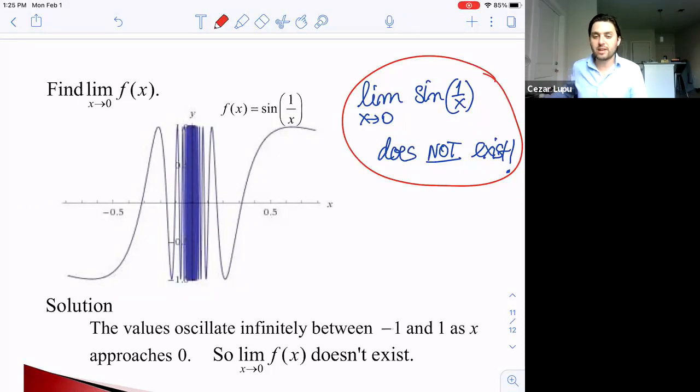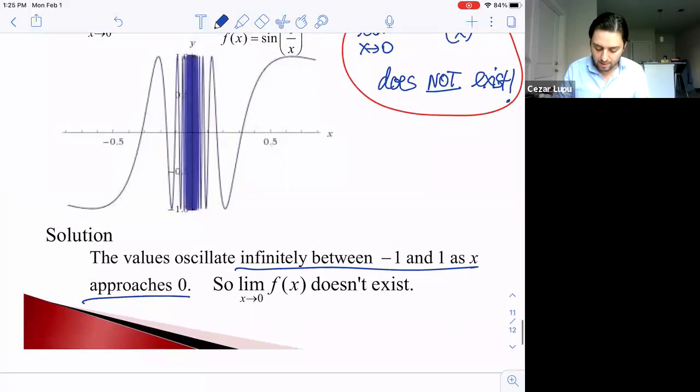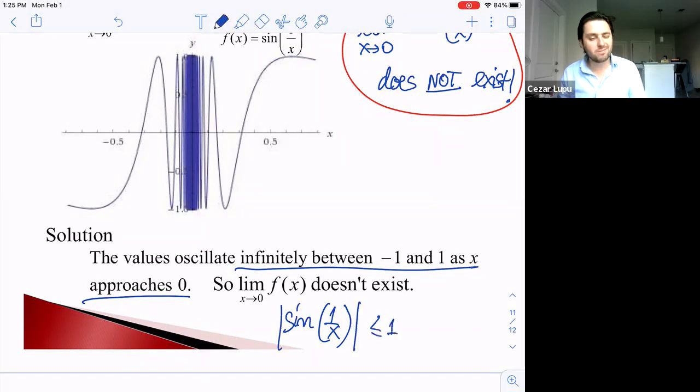But you can also say something else about this function. You can definitely say that since it oscillates, it's between -1 and 1 as x approaches 0. So this is important. Definitely we can say that the absolute value of sine of 1 over x is less than 1. So we can say it's bounded, which will be important.